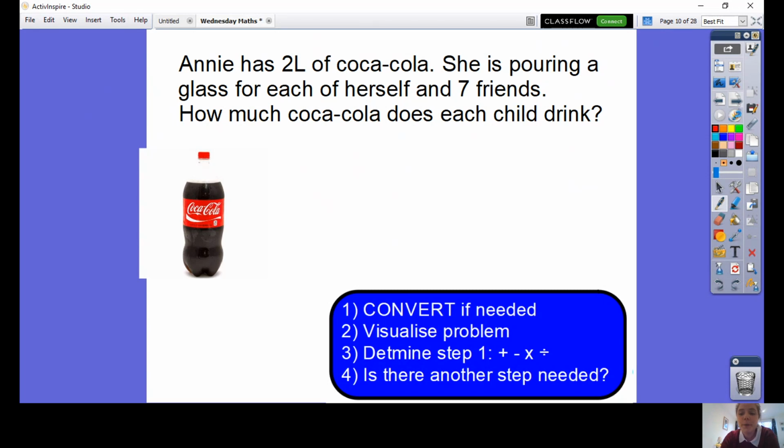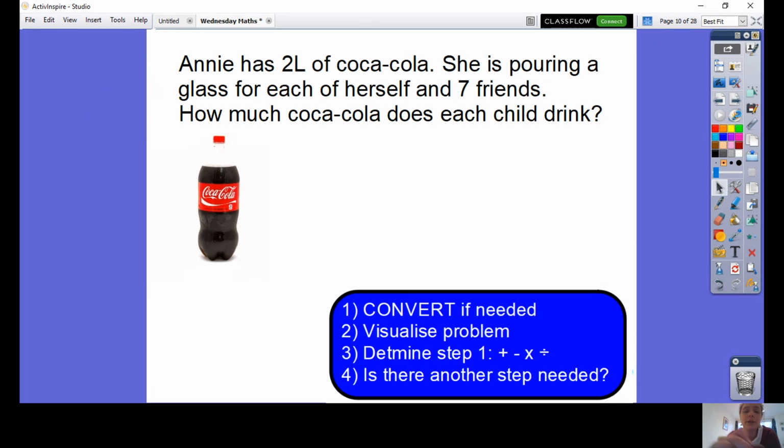Okay, the next group of questions that we're going to look at are a group of questions that some people find hard to spot. So please make sure you're paying attention as I'm talking through the different ways you can recognise what you need to do in these problems. Annie has 2 litres of Coke and she is pouring a glass for each of herself and 7 friends. How much Coca-Cola does each child drink?